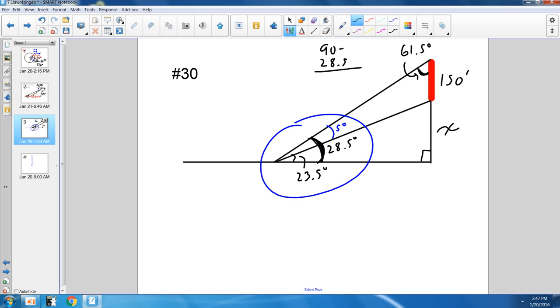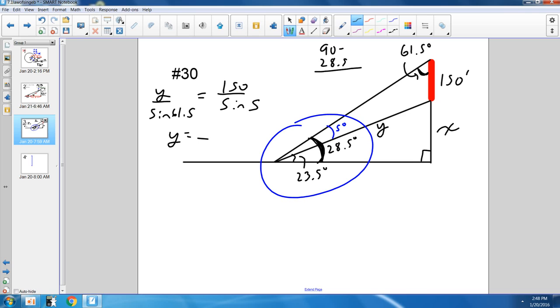Now I have two angles and a side. I can use the law of sines to get my y in order to get my x again. So we still have the two equation situation, which means I want to write down what I'm solving for. Y over the opposite is going to be sine 61.5 equals 150 over the sine of 5. You write that correctly. Solving it should be easy at this point.